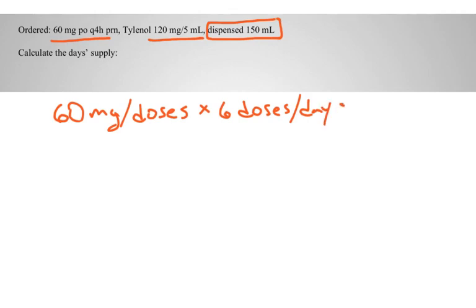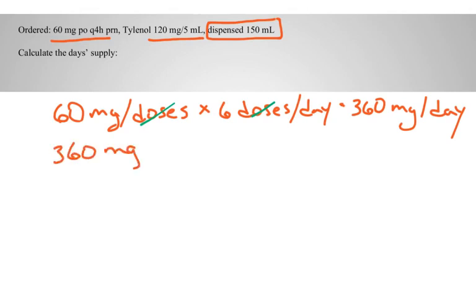Okay. And then we cancel our units. So 60 times 6 should give you 360 milligrams per day. Again, you could have done the dosage problem at the beginning, but I thought I'd keep it consistent with our other problems. Okay, so he needs 360 milligrams per day.